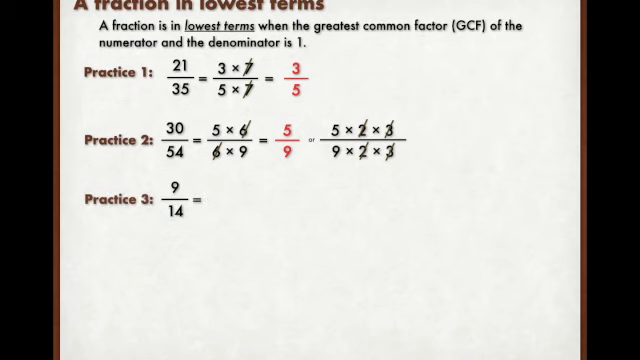Okay, what about 9 and 14? Go ahead, pause that, see if you can find. And there was no greatest common factor, so it cannot be reduced.